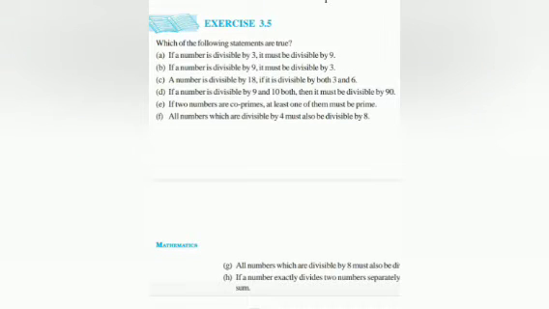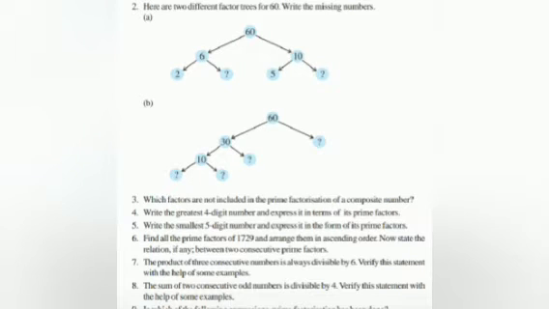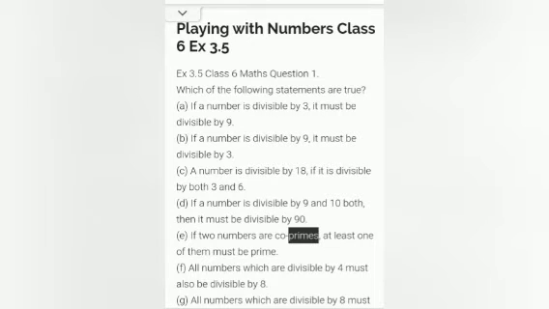Now let us move towards the exercise of this lesson, where first is true or false, and then so many questions are there. I have just solved it for you and I have given the discussion. Let us move toward the first question, that is true or false. If a number is divisible by 3, it must be divisible by 9. It is false. 3 से divisible है तो 9 से नहीं होगा.